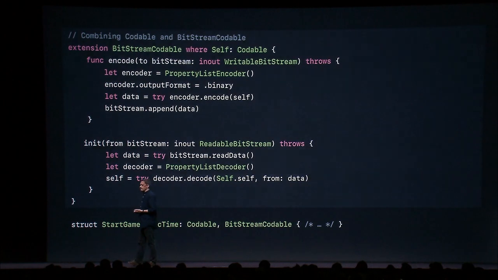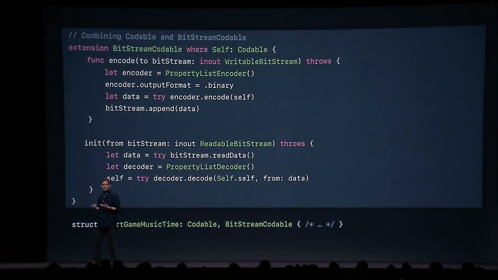Now, I've talked about this. We did some things with Codable and some things with BitstreamCodable. You could have a problem there, because we're encoding things two different ways. And that means now we need to have two different code paths through our application. Swift helped us out again and let us figure out how to combine them.